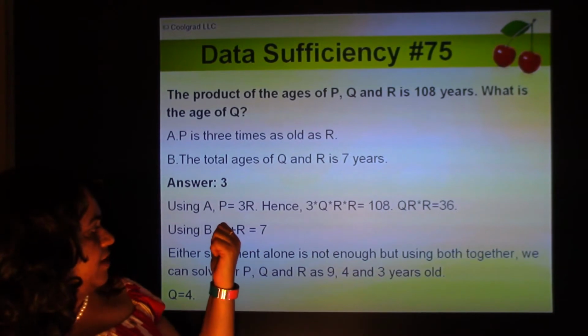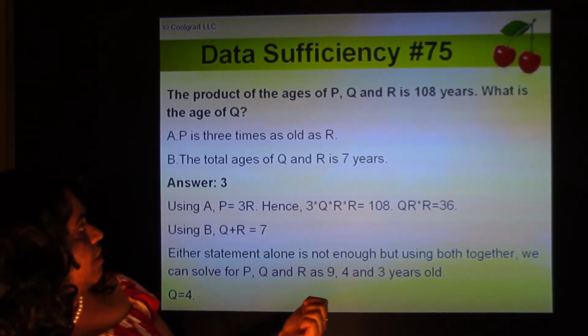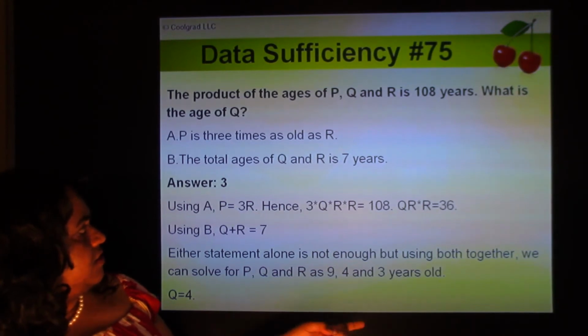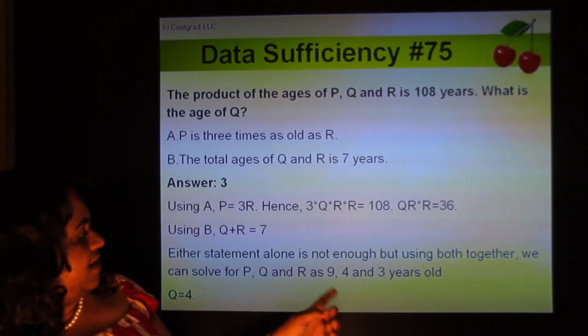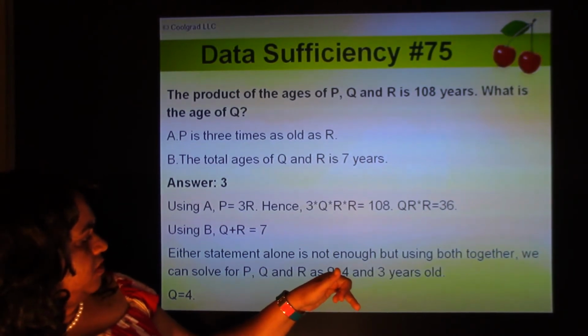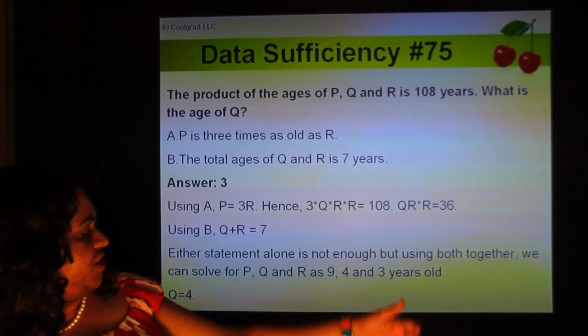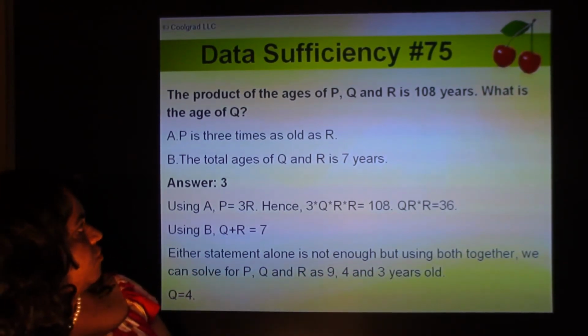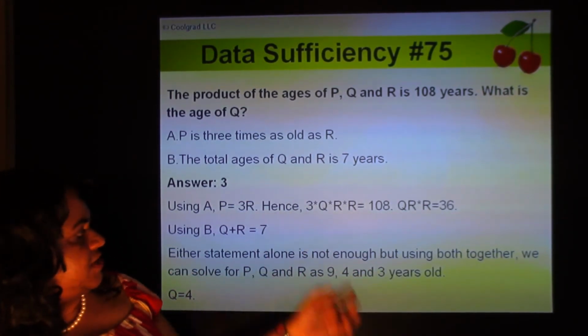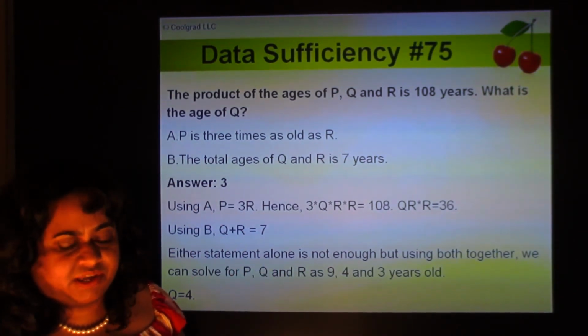And if we know that Q plus R is 7, we solve for P, Q and R. And we know that P is 3 times as old as R. So we uniquely get P as 9, R as 3 and Q as 4. So P, Q, R are 9, 4 and 3 years old. So Q is 4 years old. So using both the statements together, we can solve for the age of Q, but not using either statement alone.